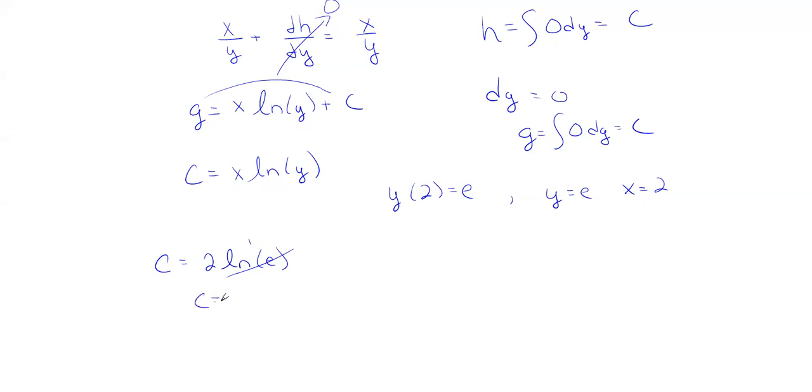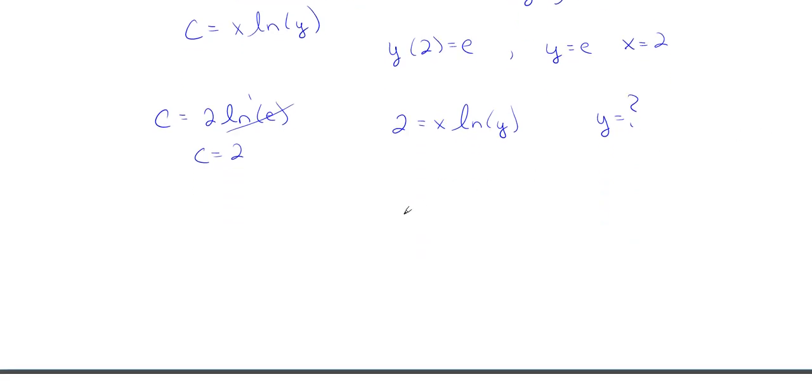So this means that c is just equal to 2. So let's go ahead and plug this in here. So we would have 2 is equal to x natural log of y. Now, we are looking for the y equation. So we're going to have to rearrange this in terms of y equals. So divide by x on each side. So we have 2 over x is equal to the natural log of y.